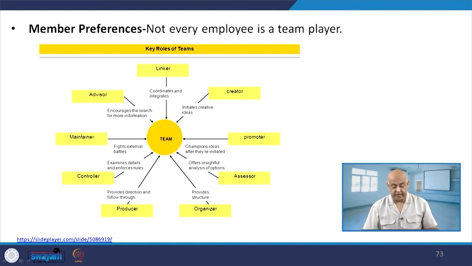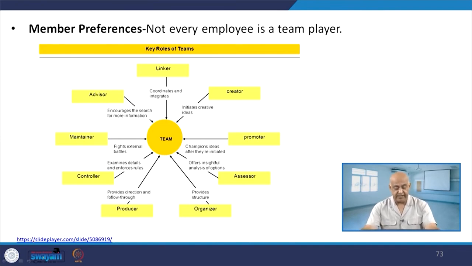Linker, creator, promoter, assessor, organizer, producer, controller, maintainer and advisor. Whenever we talk about the linker's role, the linker makes the coordination and integration among the different activities, and therefore he is required to be a strong linker, because he will be able to coordinate and integrate whatever work has been done. The creator initiates creative ideas, and therefore the creator will create those ideas. And the promoter is the one who champions ideas once they are initiated.